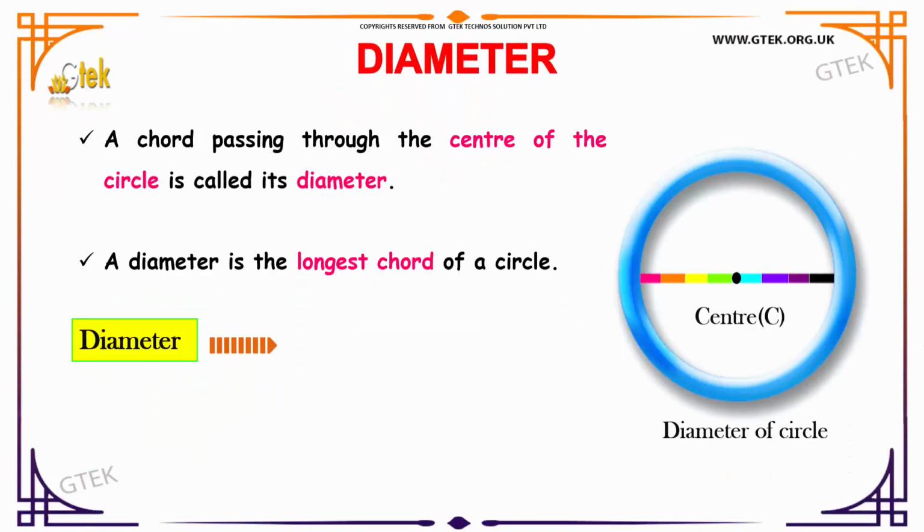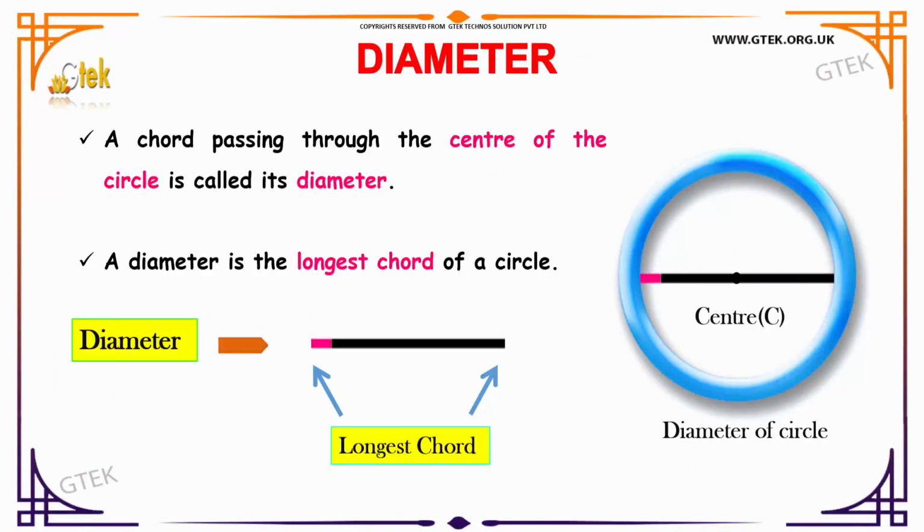Next we are going to study about the diameter. A chord that is passing through the center of the circle is known as the diameter. Here, this will be the diameter of the circle C. And you have to note down that the diameter of the circle will be the longest chord of a circle. So the longest possible chord one can draw in a circle will be the diameter of the circle.